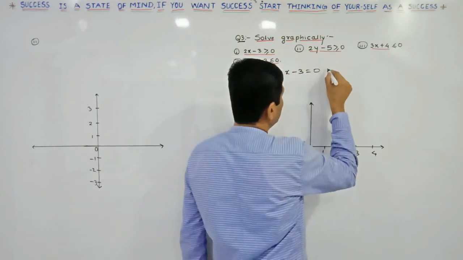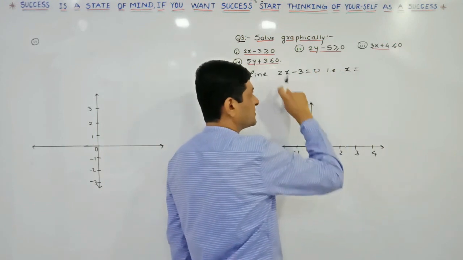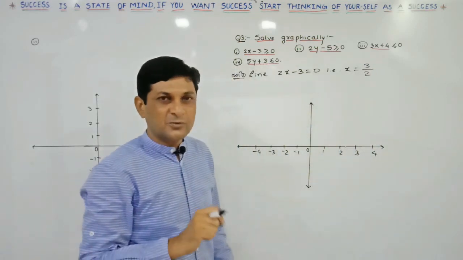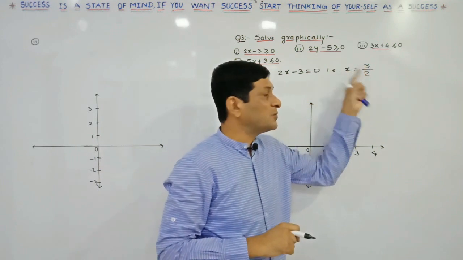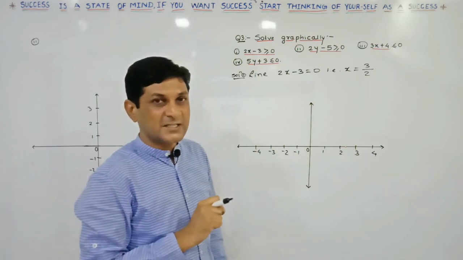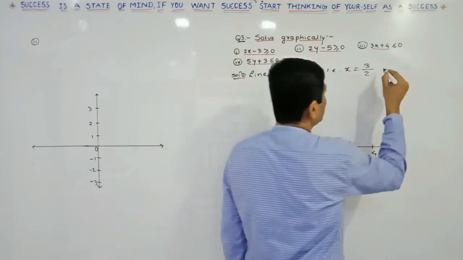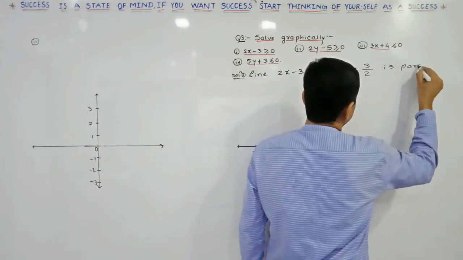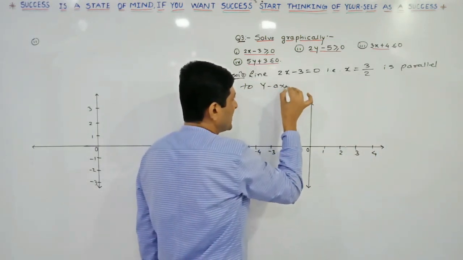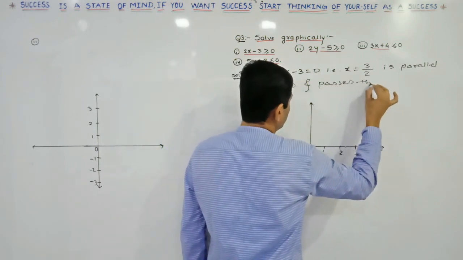If only the term of x is present, definitely the line is parallel to the y-axis. So write this equation in this form: x is equal to, the minus 3 on this side will become plus 3 and 2 will get divided, so on this side we get 3 by 2. So x is equal to 3 by 2. This equation is in the form of x equals a constant, and whenever the equation of a line is in the form of x equals a constant, that line is parallel to the y-axis. So the line 2x minus 3 is equal to 0 is parallel to the y-axis.